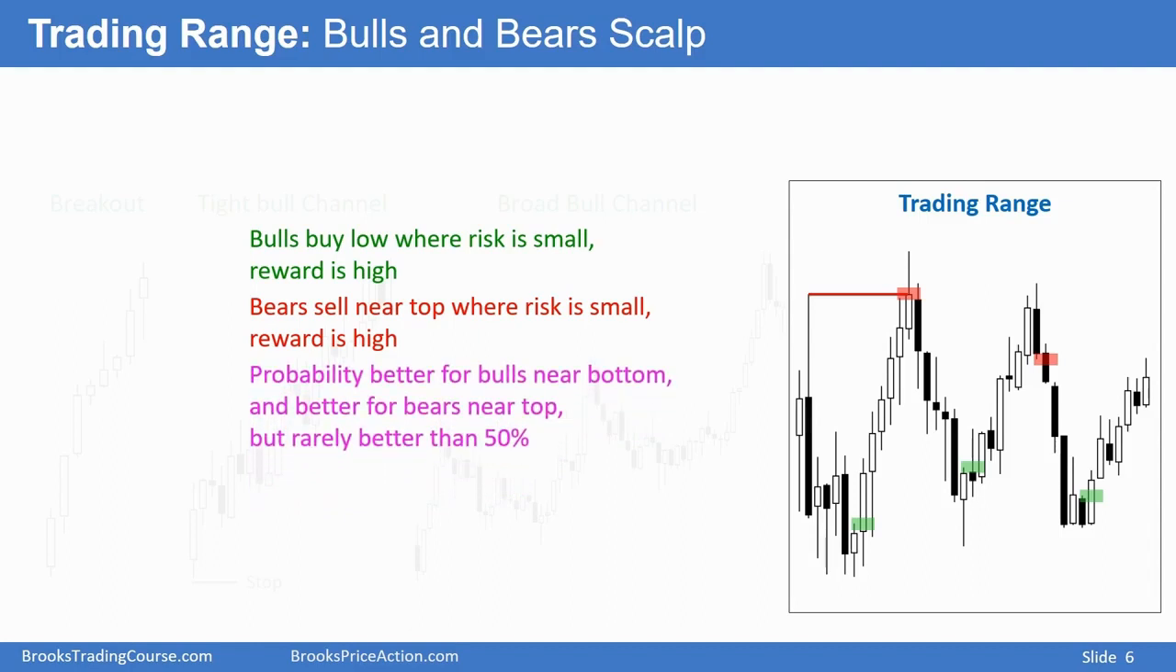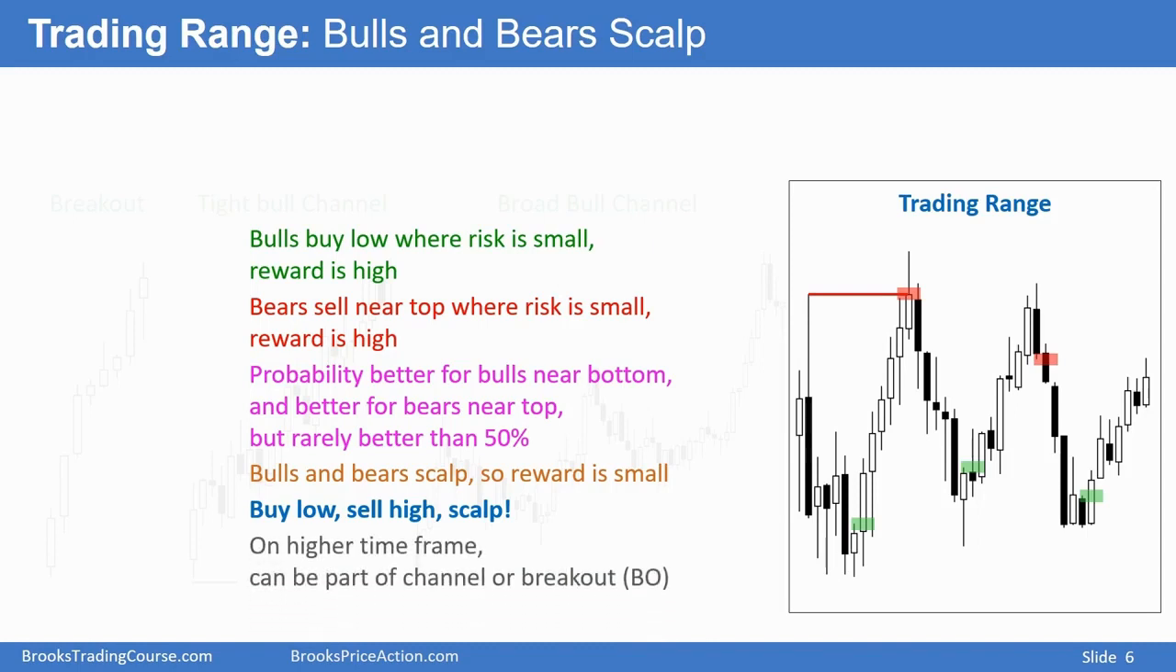Trading range probability is better for the bulls near the bottom and better for the bears selling near the top, but the probability is rarely better than 50-50. Again, bulls and bears are both confused except for one thing. They believe strongly that the market is not going to go very far up or very far down. And because of that, they scalp. They buy low, sell high, scalp. On a higher time frame chart, a trading range can be part of a trend, part of a channel. It could be part of a breakout on a high enough time frame chart.